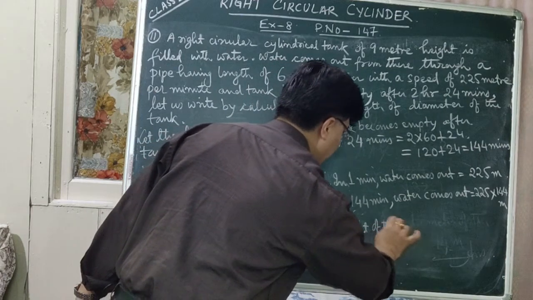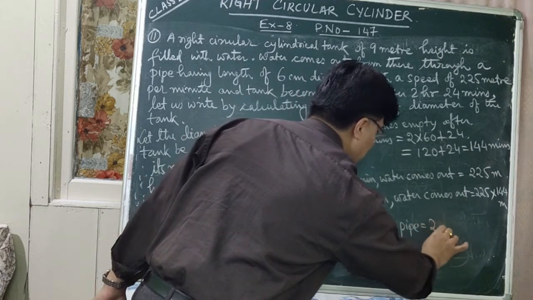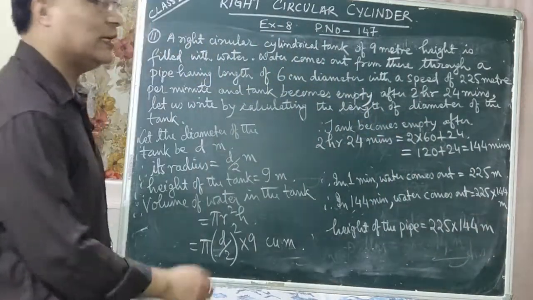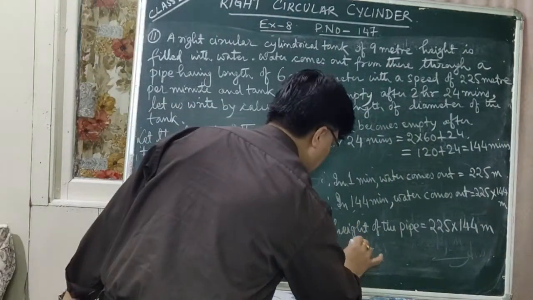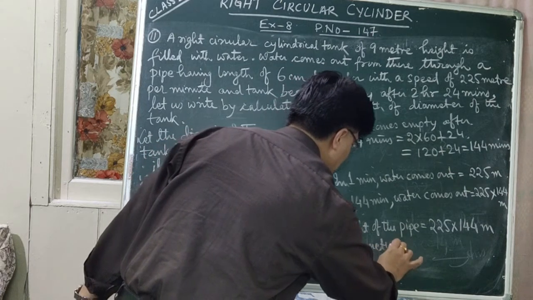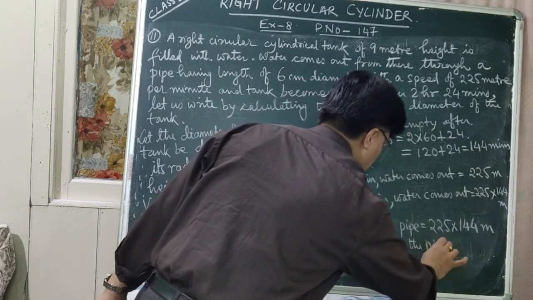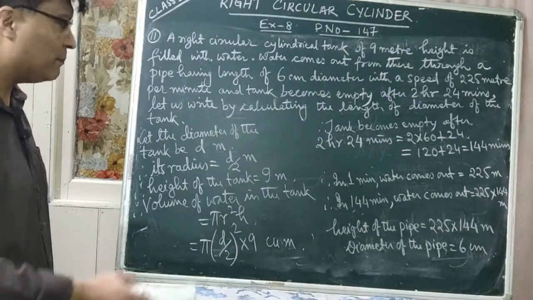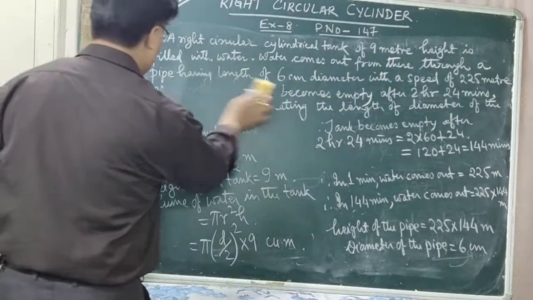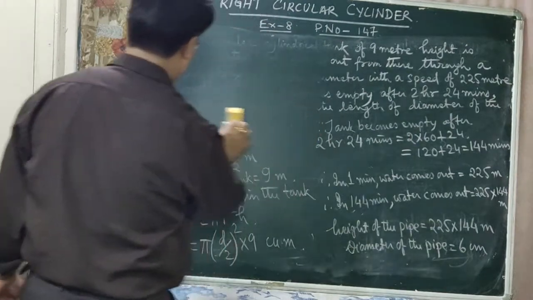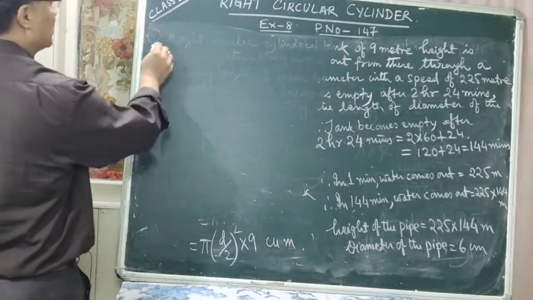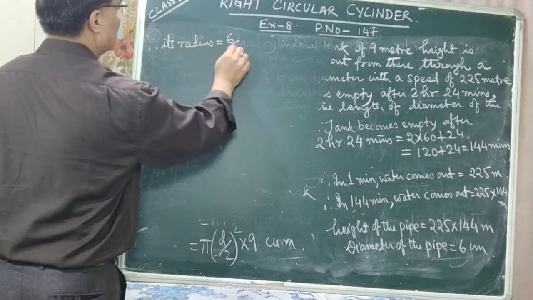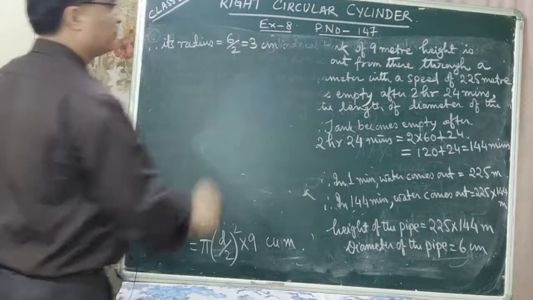So let us write here height of the pipe. Height of the pipe is equal to 225 into 144 meter. Okay? What is the diameter of the pipe? 6 centimeter. Diameter of the pipe is equal to 6 centimeter. So now let us find out its radius. What is the radius of the pipe? Therefore its radius is equal to 6 by 2, which is equal to 3 centimeter.